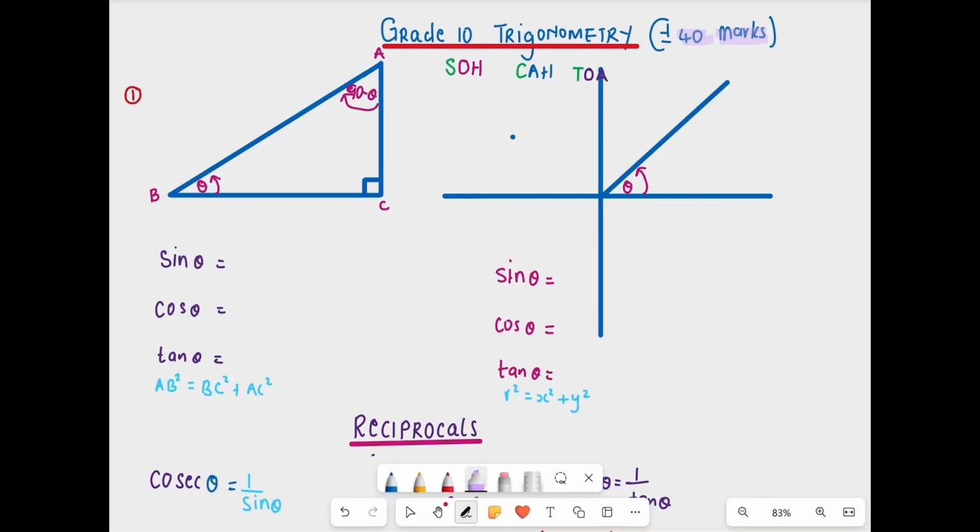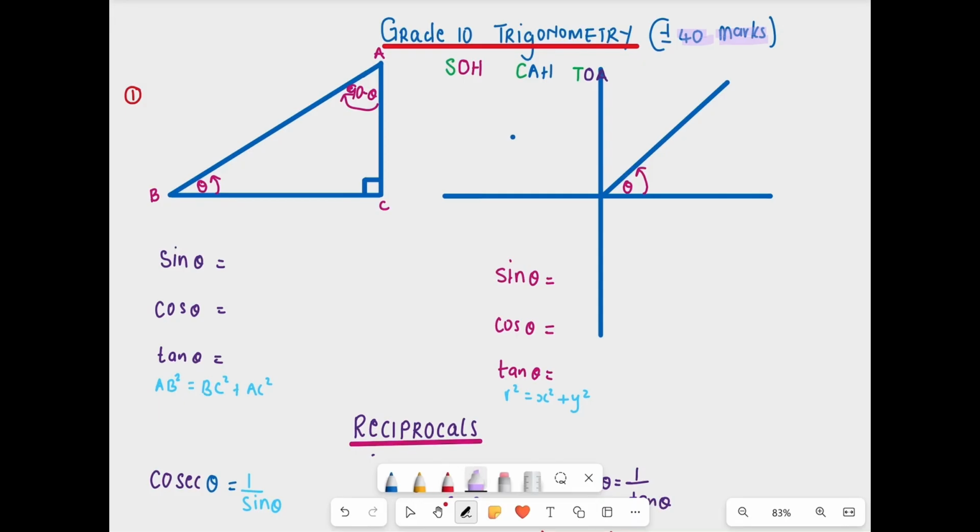Here I am going to take you through some of the things that you need to make sure that you remember before you even enter the exam. So number one, you must be able to define your ratios in a right-angled triangle. Also, you must be able to define your ratios in a Cartesian plane. So let me start with a right-angled triangle.